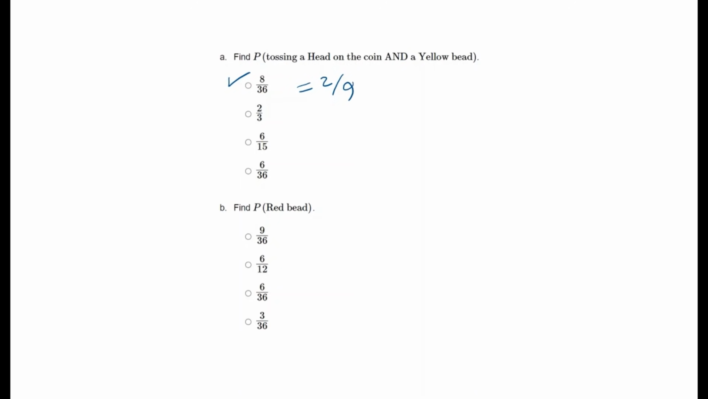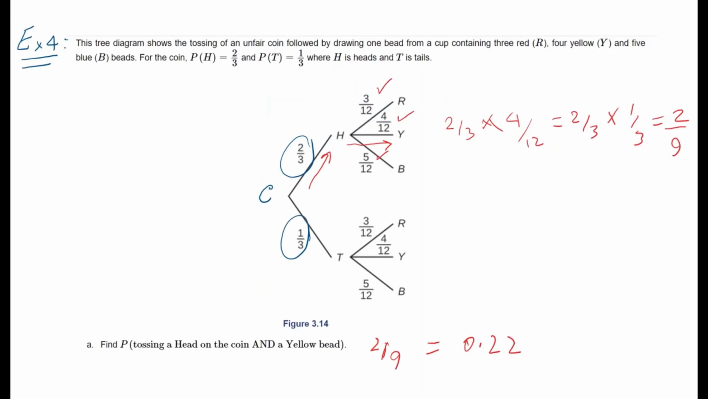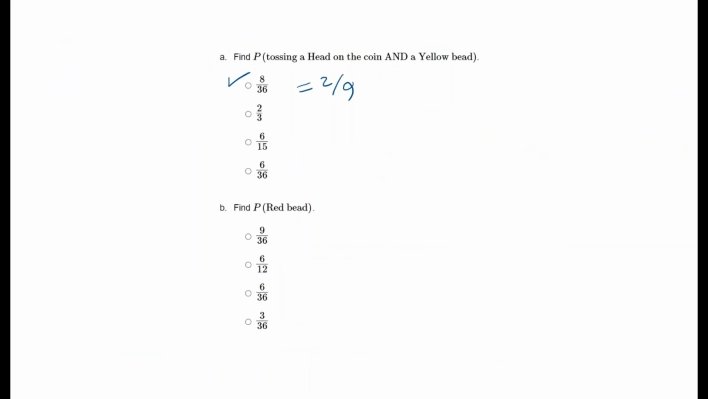In part B, we have to find the probability of getting a red bead. If we go back to the tree diagram, we see that a red bead can be chosen with a head or with a tail. And again, there's the word "or", so we have to add the probabilities of getting a red bead after obtaining a head, and getting a red bead after obtaining a tail. So in this case, we find the probability of getting a head intersection with R, and we add it with the probability of obtaining a tail with a red bead.